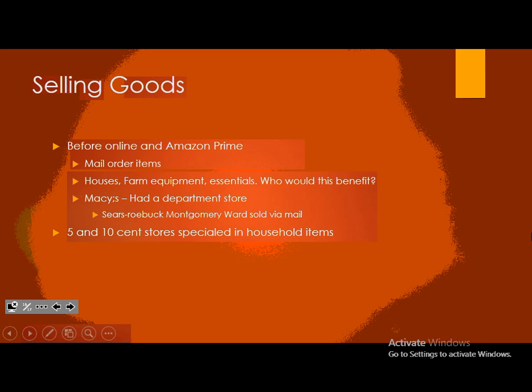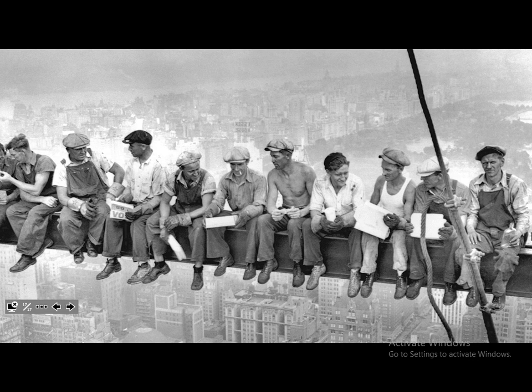Now, one of the biggest buildings in New York City, and this is a very famous picture here, is called Men at Lunch. So a lot of immigrants, especially in New York City, and this is what Section 3 is going to talk about, is steel and the growth of cities and how we were able to build up and not out. So our next two chapters are going to be talking about what people did for a living.